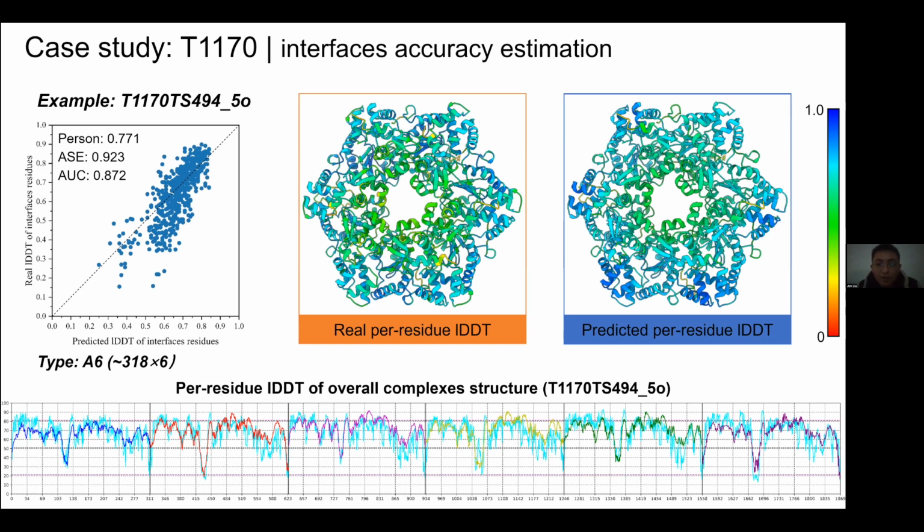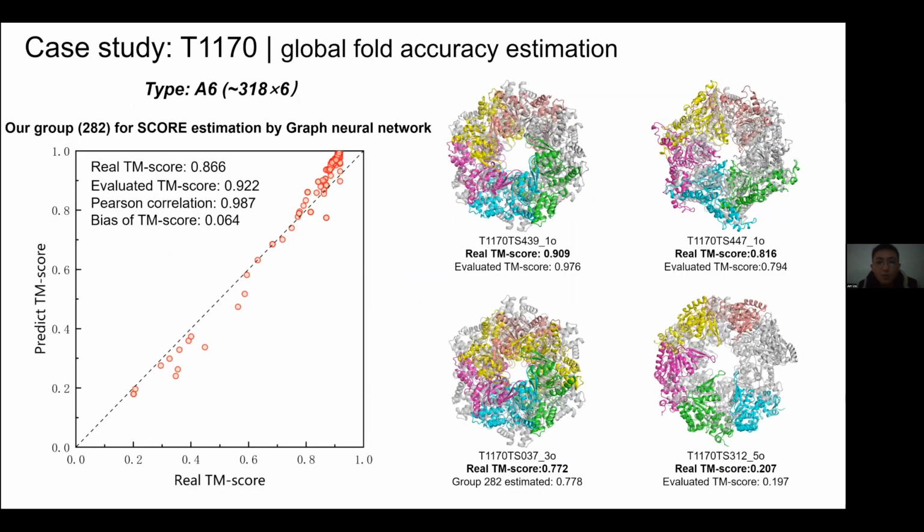DPMQ3 can accurately assess the accuracy for both interface residues and the pure residues of the complex, mainly because we consider the overall structure when designing features instead of only focusing on the interface. Here shows the performance of global fold accuracy estimation of our group 282 on this target. It can be found that the predicted TM-score is very close to the real TM-score, and they have a strong correlation.